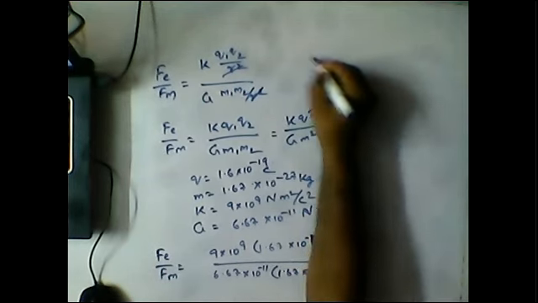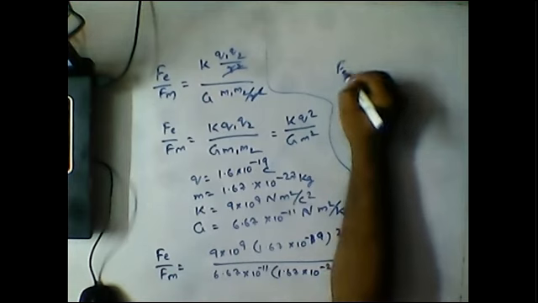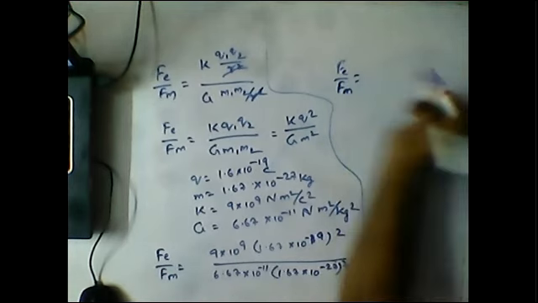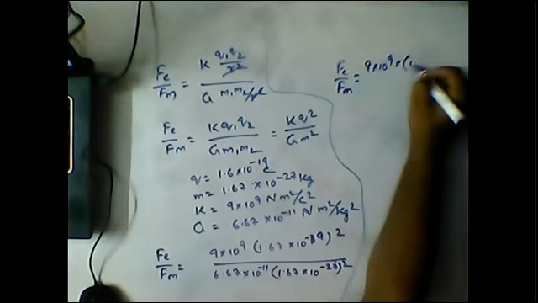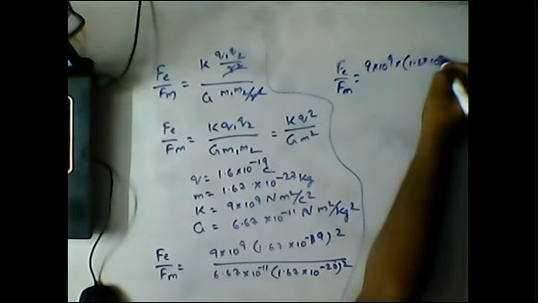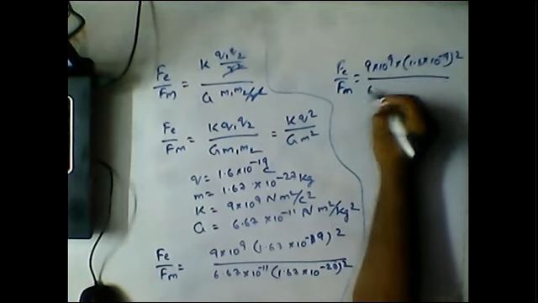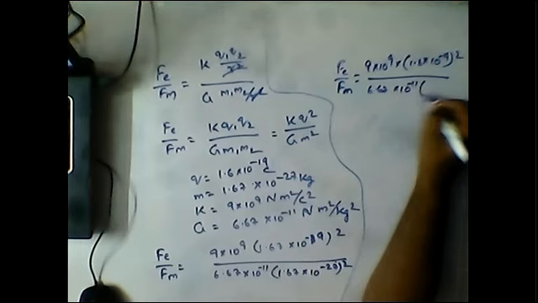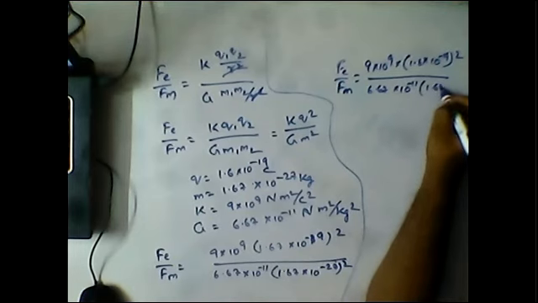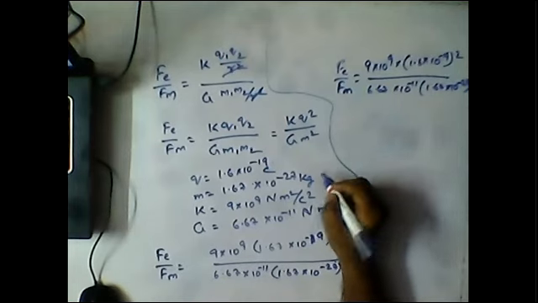Here I'm writing Fe by Fm is equal to 9 into 10 power 9 into 1.6 into 10 power minus 19 whole square by 6.67 into 10 power minus 11 into 1.67 into 10 power minus 27 whole square. Okay, so this is the term.